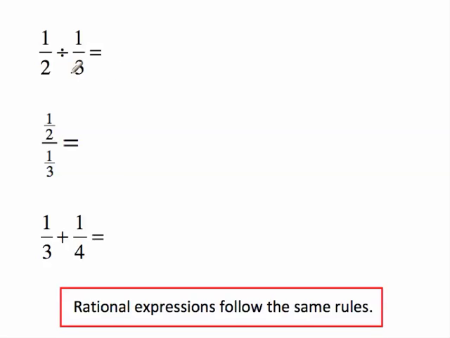Remember that when we're dividing with fractions, we flip the second fraction, the one after the division sign, and multiply. So 1/2 divided by 1/3 would become 1/2 times 3/1, which would be 3/2. Remember also that this kind of notation, 1/2 over 1/3, fractions within fractions, means the same as this. So 1/2 divided by 1/3 would again become 1/2 times 3/1. This is the same as the one above, which again gives us 3/2.